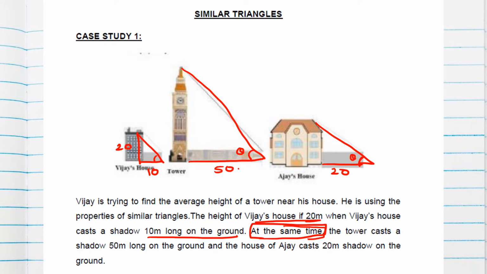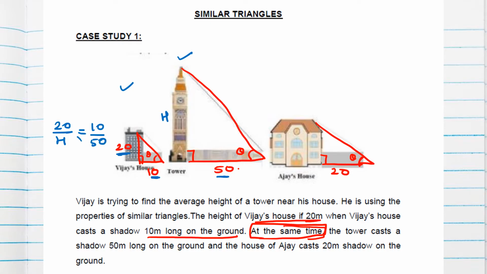Theta will be common. And since all the buildings are in a vertically upright direction, we can say all are 90 degrees. So these three triangles we got here are all similar to each other. So if they are similar, if I consider Vijay's house and the tower, I can write the ratio of the sides, isn't it? So 20 by h is equal to the bases, we can write 10 by 50.